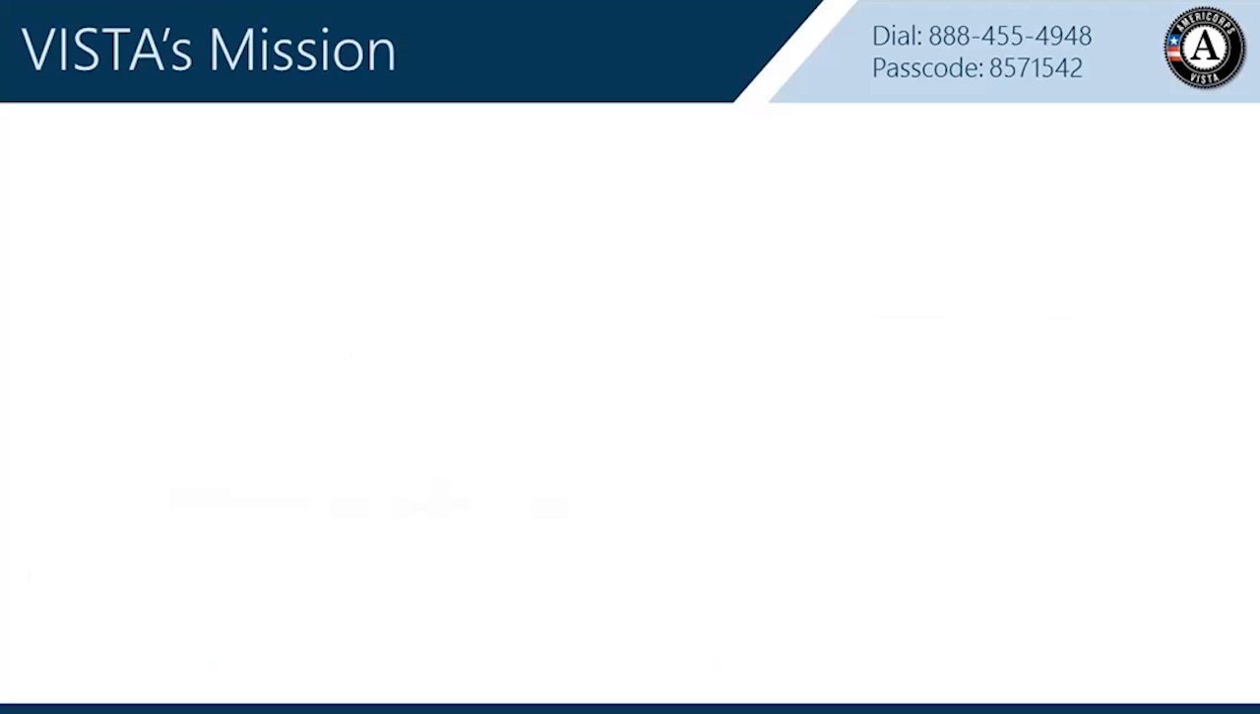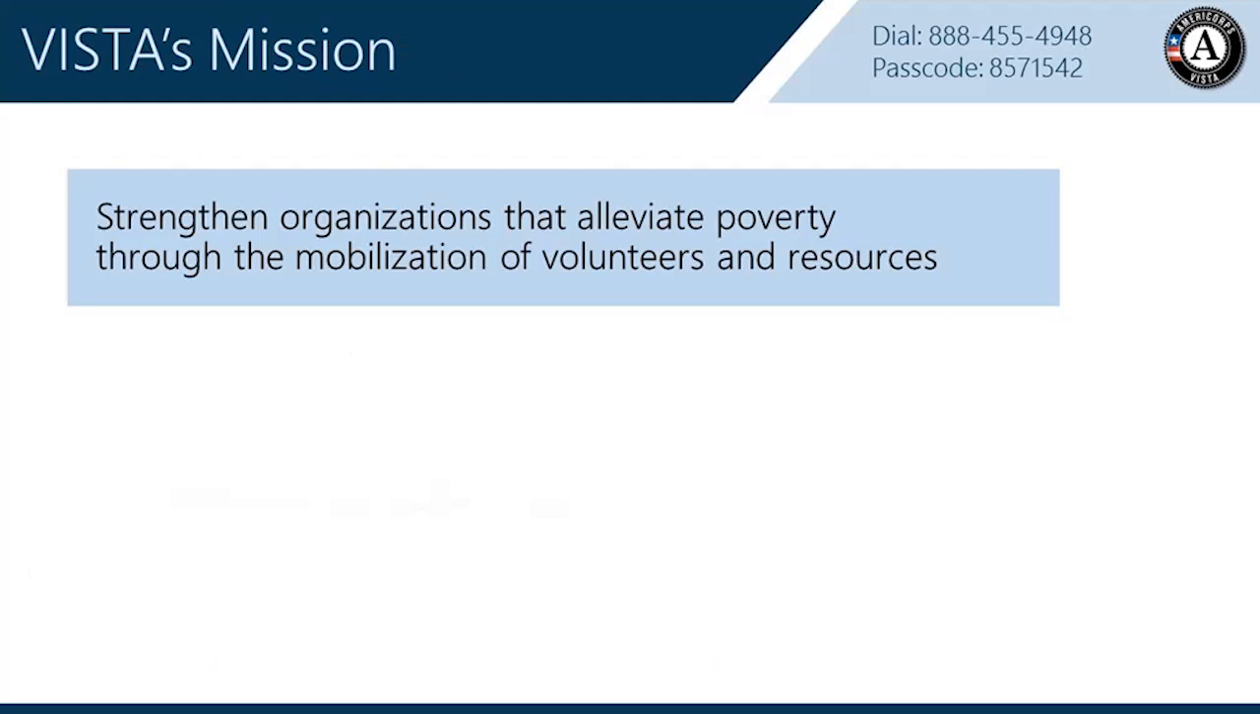We know that the Vista program is committed to economic equity, but if someone were to ask you, what is Vista's mission? How do you think you would explain it? What really makes Vista unique in the government? Well, this is our elevator speech. The Vista program strengthens organizations that alleviate poverty through the mobilization of volunteers and resources. And in addition to our mission, there are 4 key principles that underpin the program.